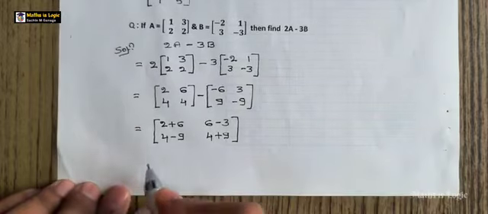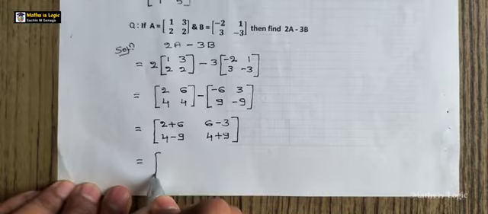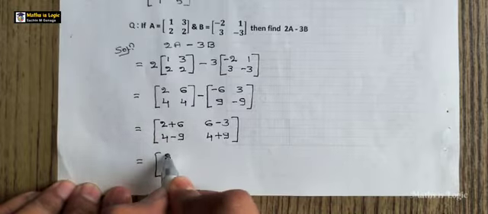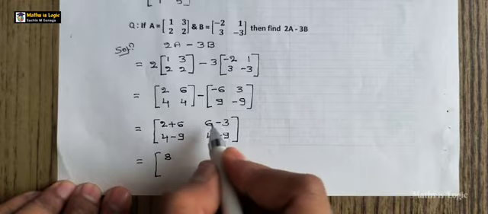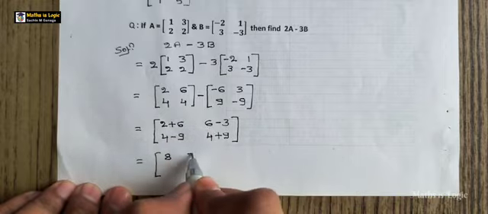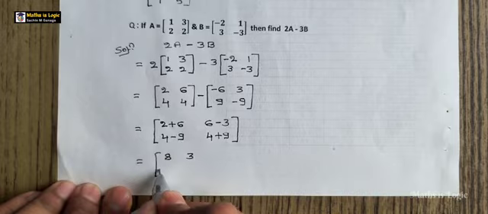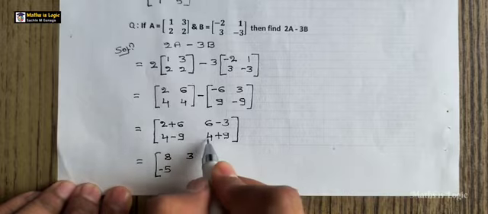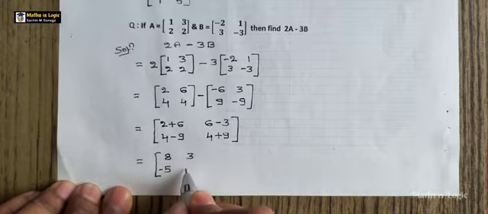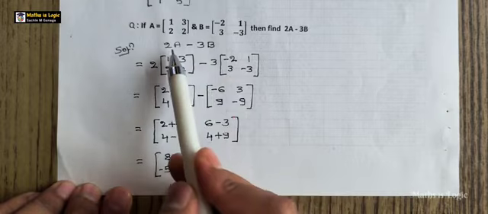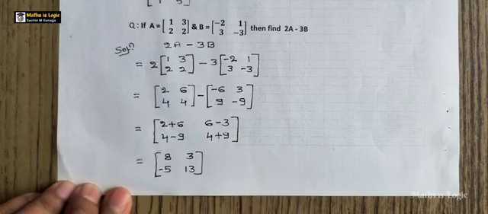Now add and subtract. Therefore, the final answer is 2 plus 6, 8. 6 minus 3, 3. 4 minus 9, minus 5. 4 plus 9, that is 13. So this is the value of 2A minus 3B. Next question.